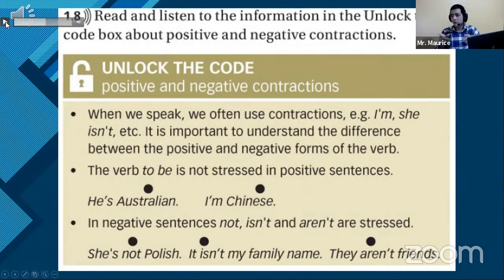Okay, you heard that? So the verb to be is not stressed in positive sentences. Okay, now listen to the examples in positive.